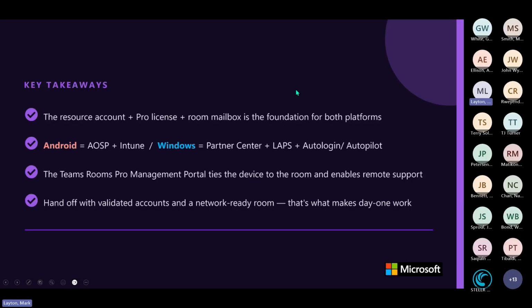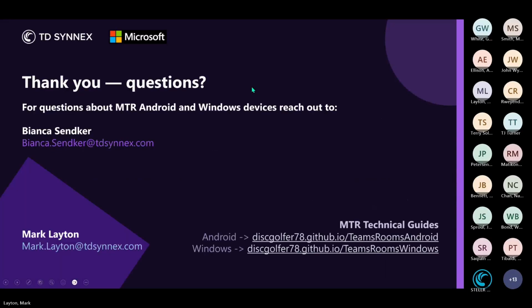So here's some takeaways. So you got the resource account. I recommend the Pro license and the Room Mailbox as the foundations for Android and Windows. Android does AOSP, Android Open Source Project, plus Intune, and Windows has Partner Center. You've got things like LAPS policy and Autopilot for deployment. Teams Rooms Pro Management Portal ties the device to the room and enables remote support. So I had to use that in order to complete the config. That was super helpful. And then once I've verified everything, I hand it off to the on-site tech to make sure that they're going to be successful.